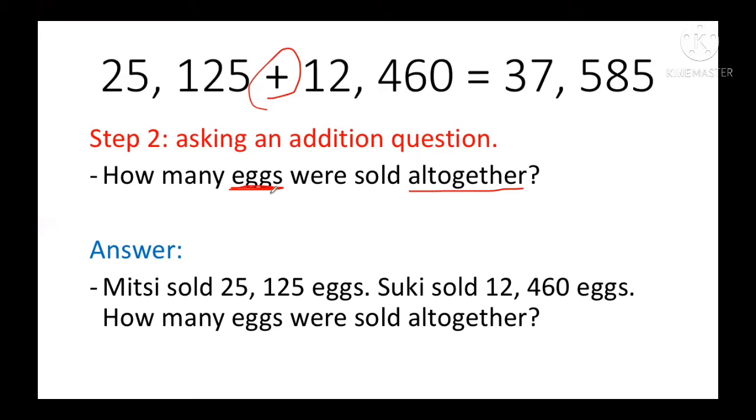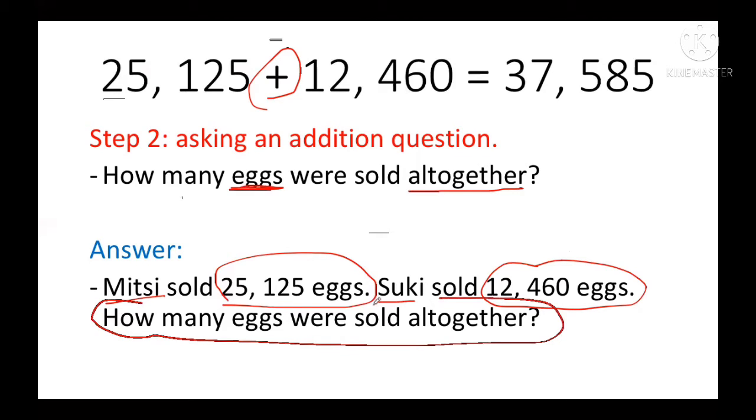Did you understand that one? So you need to think of a name. This one is already part of our step 1. Another name, part of our step 1. And then this is our step 2, the question. So you are the one to think of all those words, but don't forget to use the given numbers.